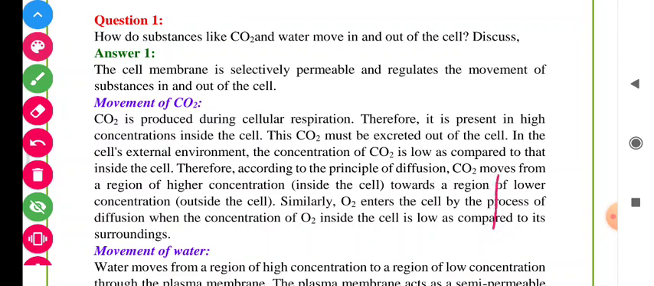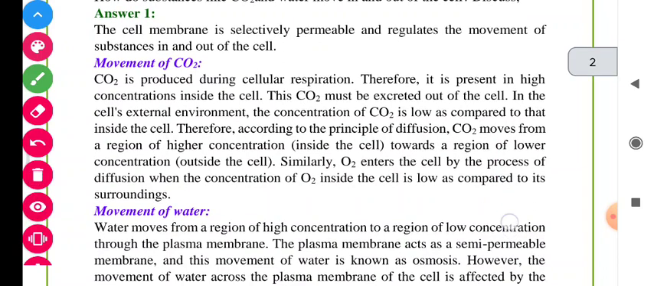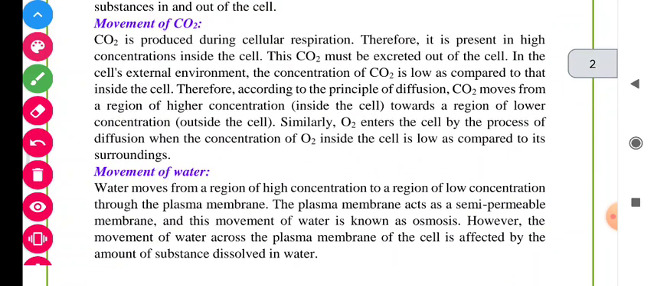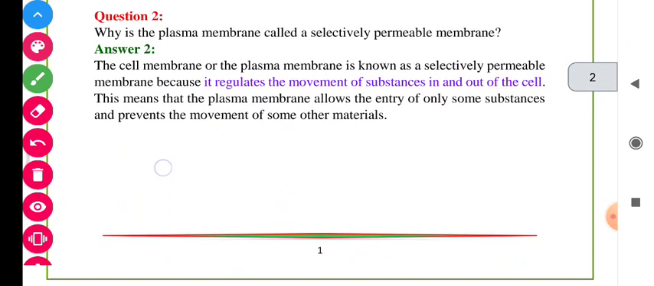This is all the theory that is written here. You should also write that theory. Okay, higher concentration of CO2 inside the cell, lower concentration of CO2 outside the cell. So in this way the CO2 moves from inside the cell to outside the cell. So this is just a simple example that you should write in your own language. It is not necessary to write in this language, but you can write the answer of the question in your own language. Question number 2.